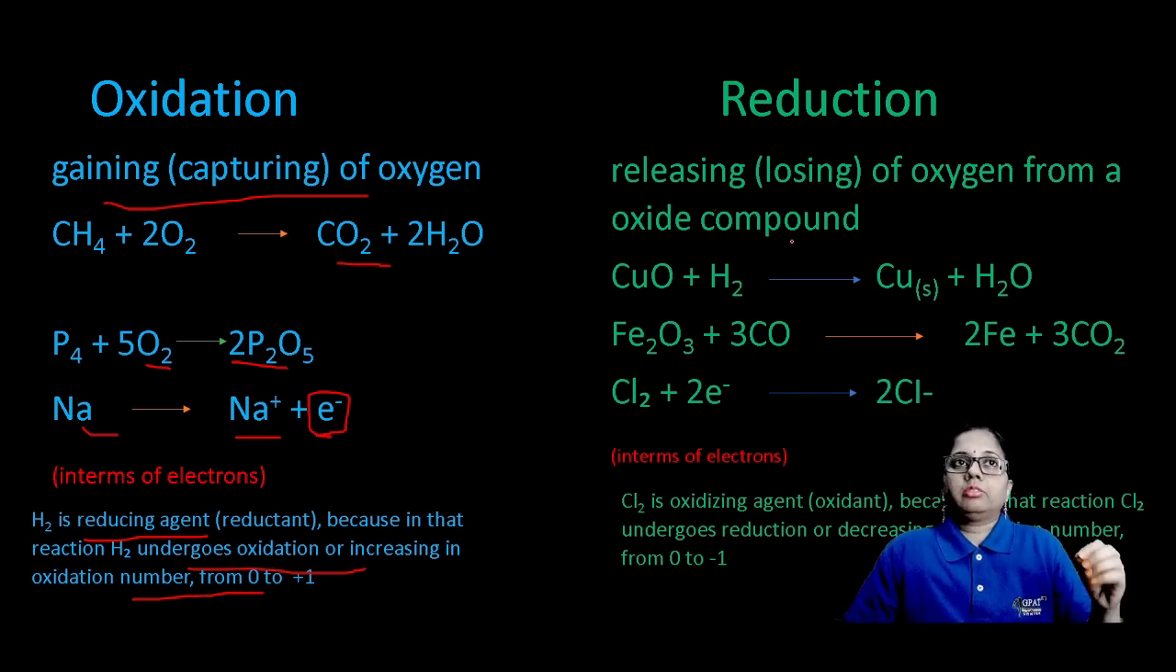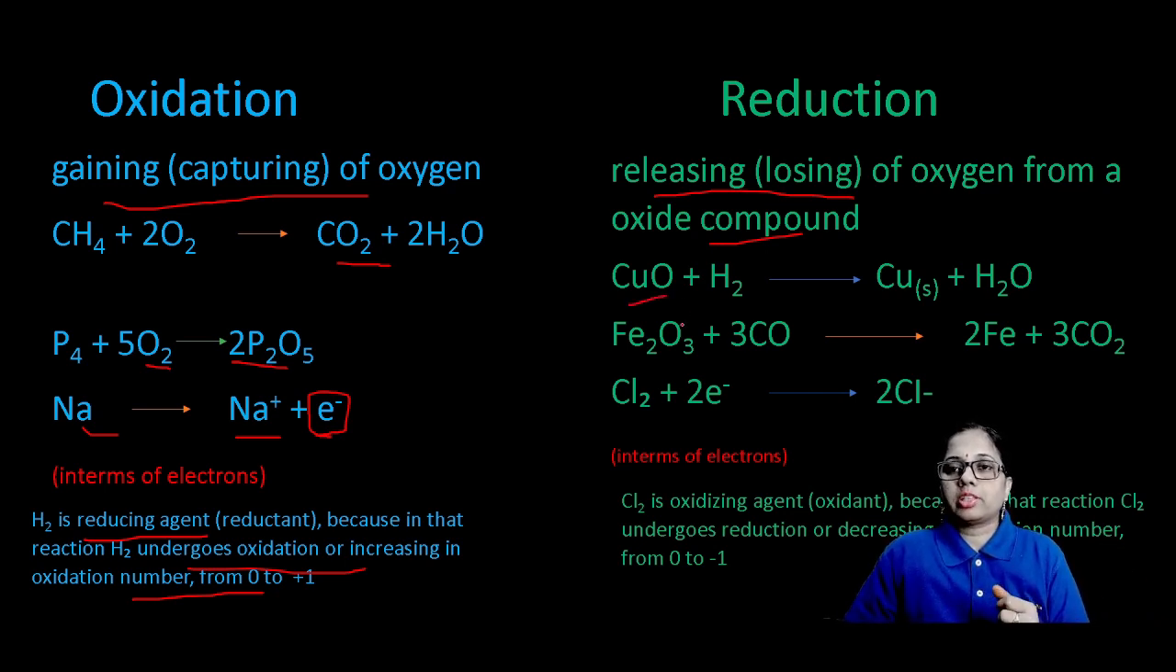Now reduction: in terms of reduction, it is releasing or losing of oxygen from an oxide compound. So what are those oxide compounds? Here you can see CuO. CuO is cupric oxide, and H2 acts as a reducing agent, meaning it converts the copper oxide to copper plus water. Here the reduction takes place. Similarly, ferric oxide, Fe2O3, with 3CO forms 3CO2 and iron.